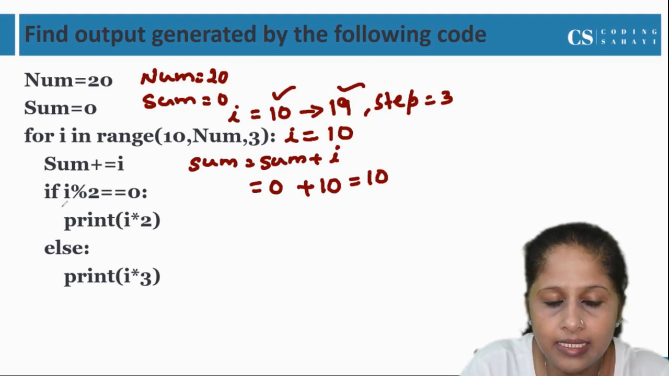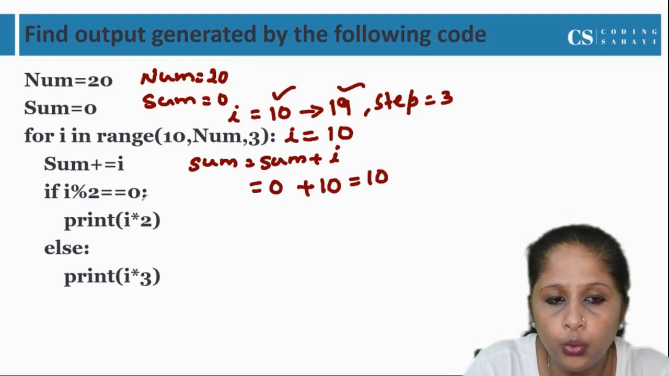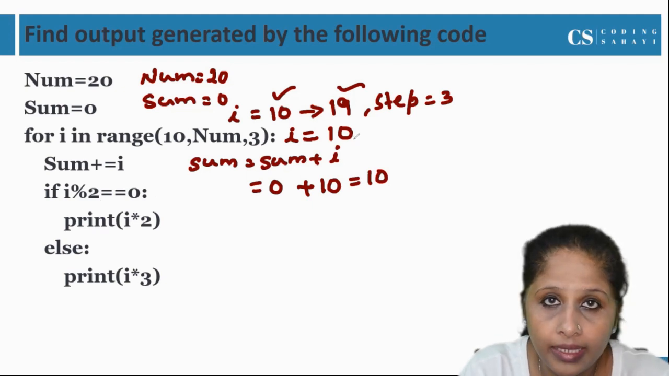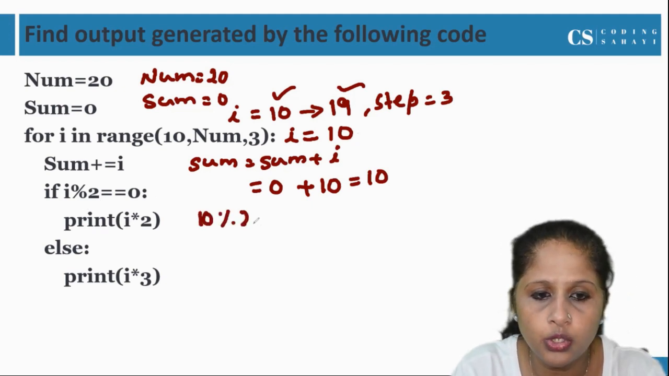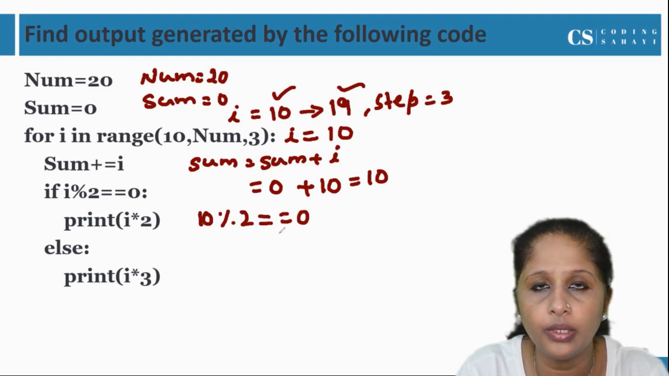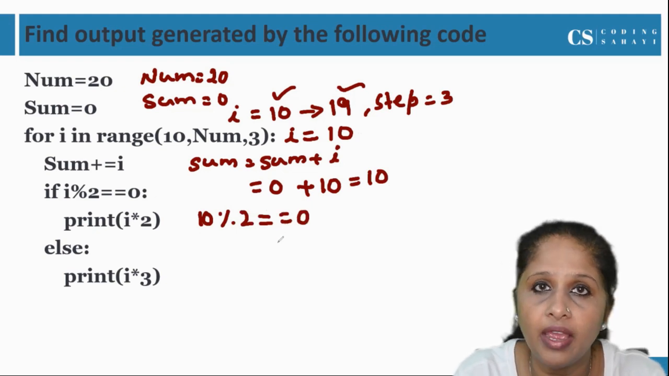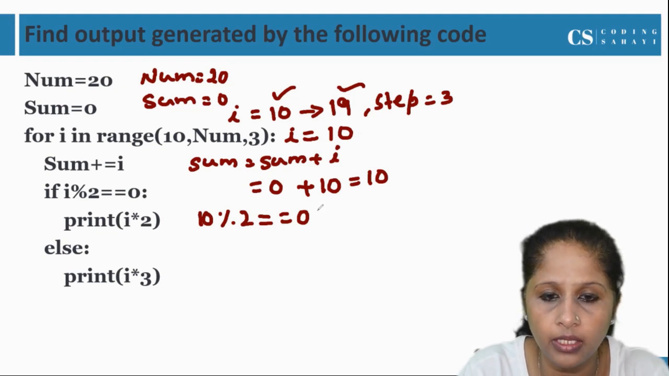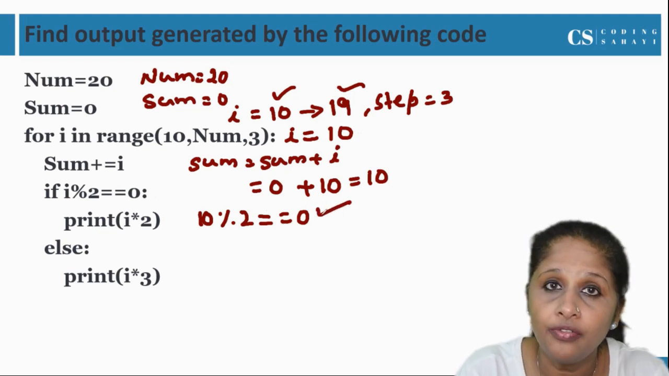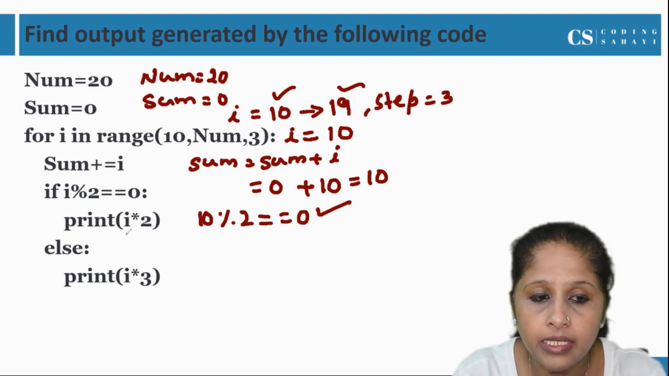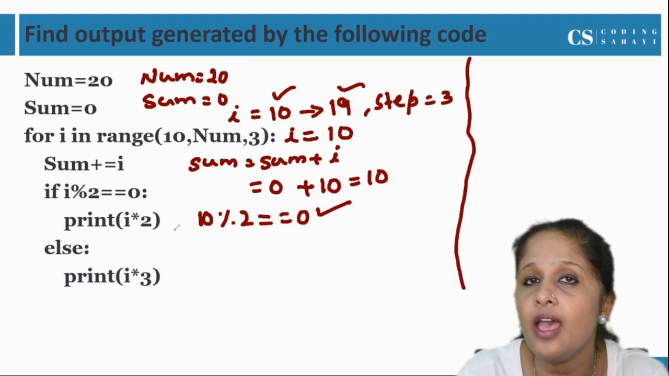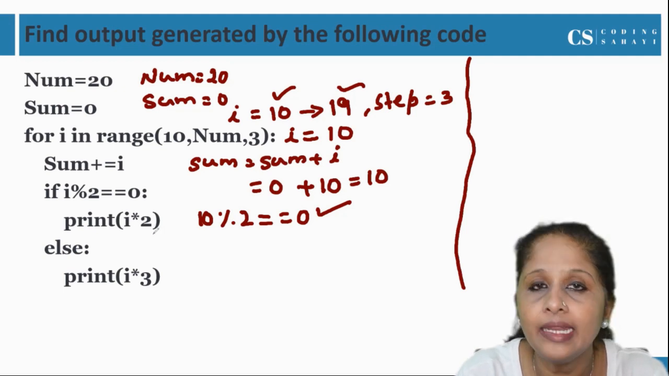Then coming to the next line, if i % 2 == 0. So what is the value of i? The value of i is 10. 10 % 2 == 0. Is it satisfying? Yes, 10 divided by 2, it is completely divisible, so you will get the remainder as 0. So it is satisfying. So if it is satisfying, what should be done? Print i * 2. See, this is the output we are getting in the output window or the final results.